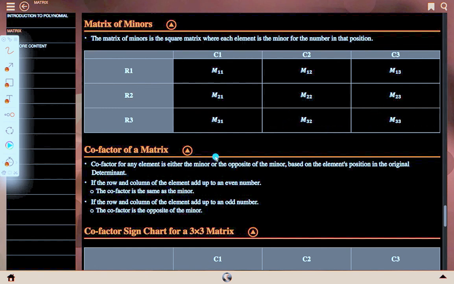Cofactor of a matrix. The cofactor of any element is either the minor or the opposite of the minor, based on the element's position in the original determinant. If the row and column of the element add up to an even number, the cofactor is the same as the minor. If the row and column of the element add up to an odd number, the cofactor is the opposite of the minor.